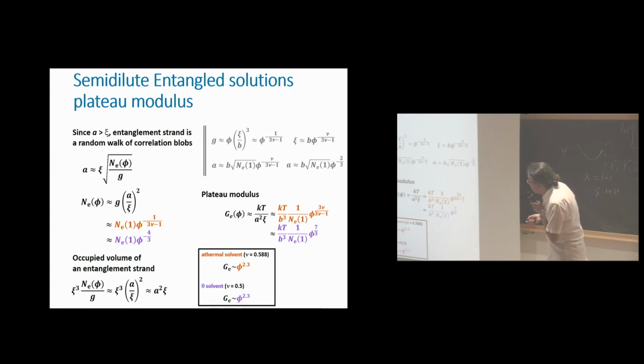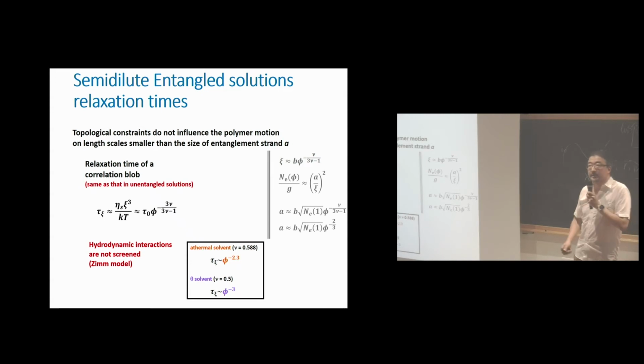So it's important to understand that the occupied volume of an entanglement strand is not A cubed, because in A cubed there are many chains, so the volume is A squared xi, okay? So the plateau modulus is the energy kT per volume A squared xi, to have this relationship: for a thermal solvent, exponent phi to 3 nu divided by 3 nu minus 1, and for a theta solvent, phi to 7 divided by 3. So again, this concentration dependence is practically the same, phi to 2.3 roughly. This relationship, I think you saw often if you work on hydrogels or other elastic systems. Okay, yes?